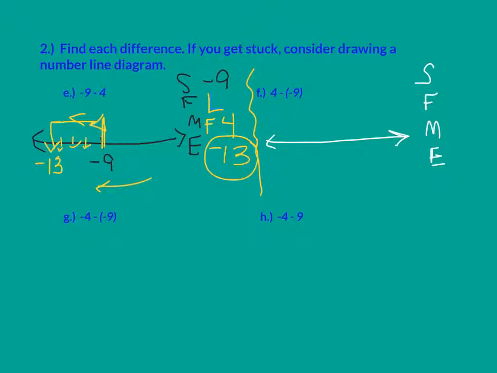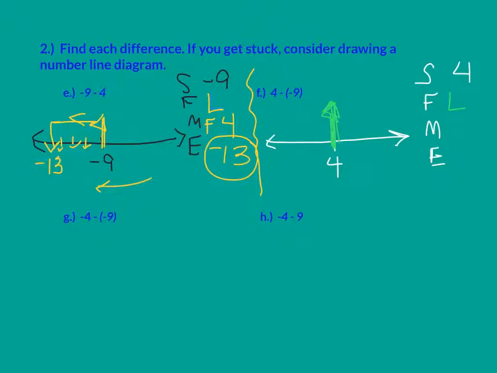Okay, so I'm starting at 4. I'm going to put that right in the middle of my number line. There's 4. I'm going to start here. I am going to face to the left because it is subtraction.